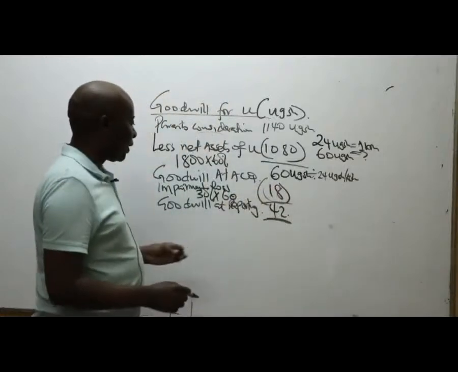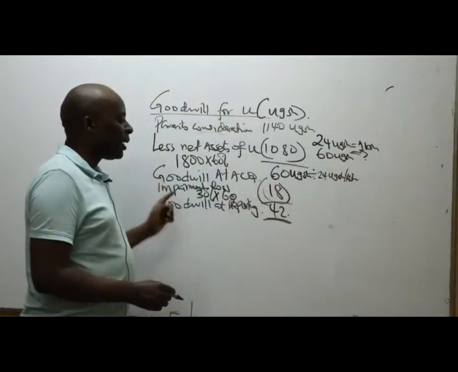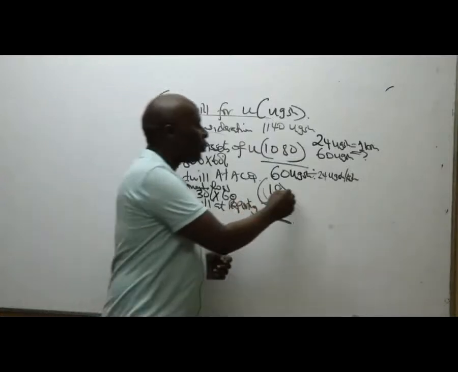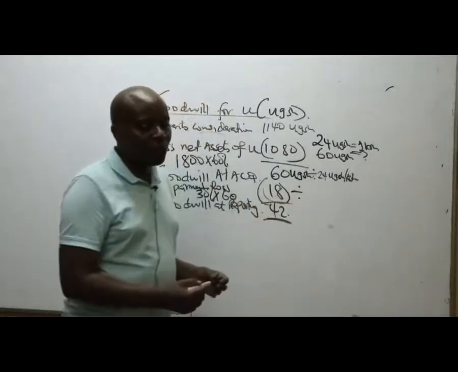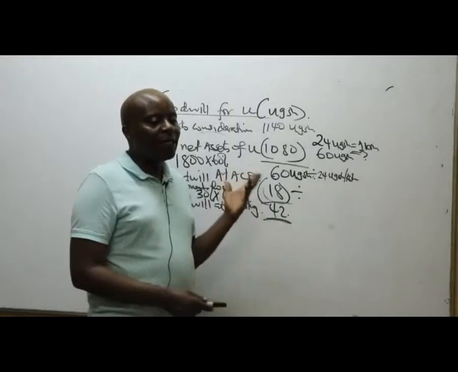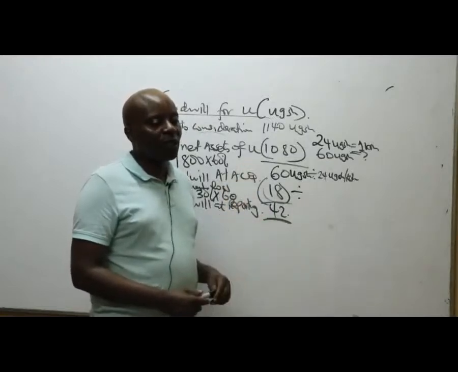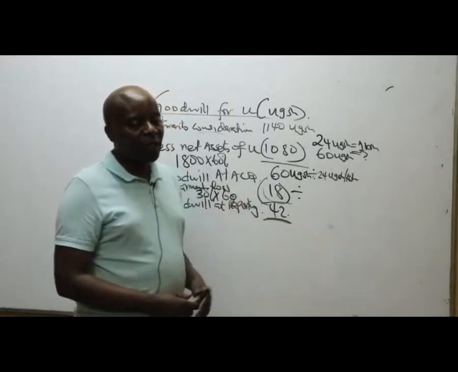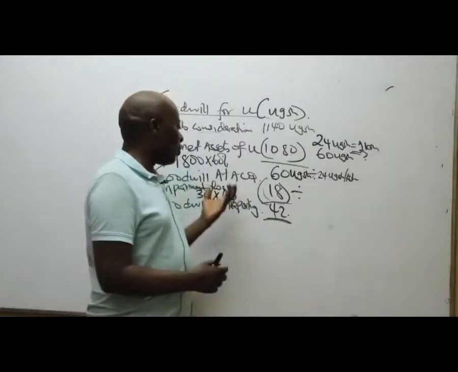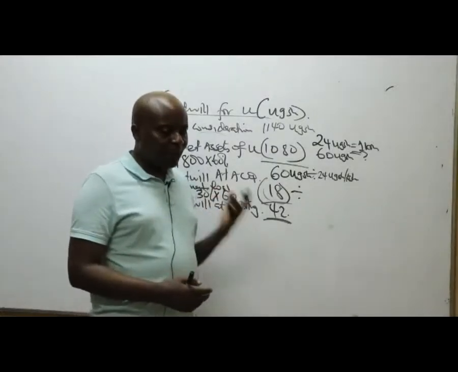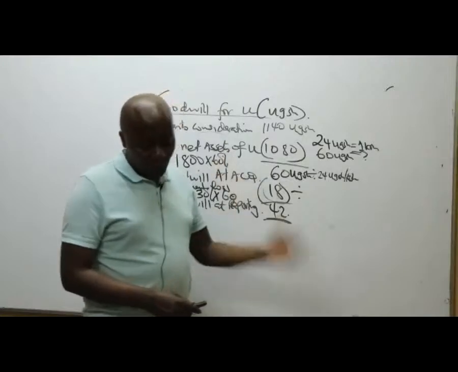It's about division. Ladies and gentlemen, how about impairment loss? Could you kindly tell me the rate which I'm going to use to translate this 18 million Uganda shillings to Kenya shillings? Thank you very much, Victor. It's a profit and loss item, so I'm going to use the average.